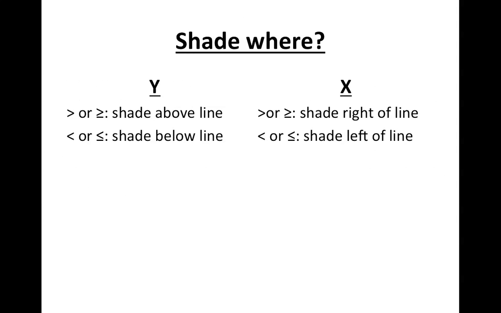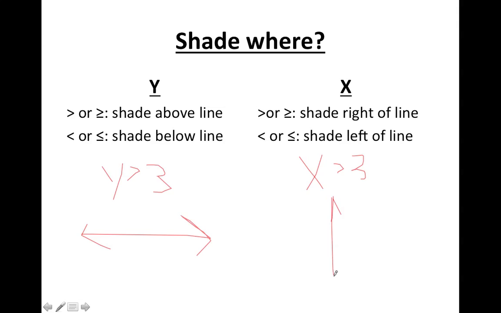So when we have x or y greater than or less than, we would have this, y greater than 3. We would shade above that line because again it would be a straight horizontal line. So if it is greater than, we shade above, less than, we shade below. If we had x greater than 3, that would be a straight vertical line. And then we have to shade to the right or to the left. If it is greater than, we shade to the right. If it is less than, we shade to the left.